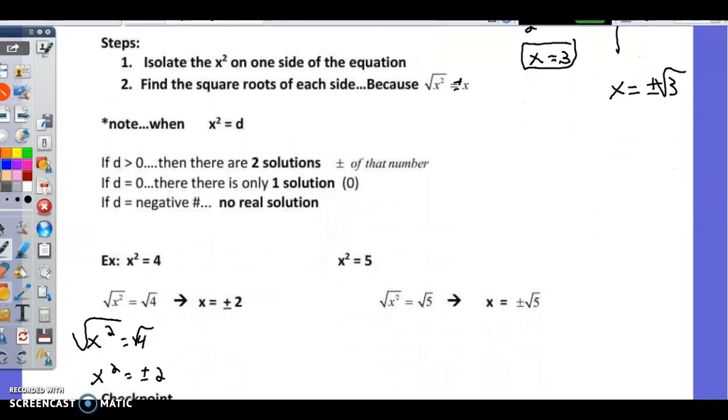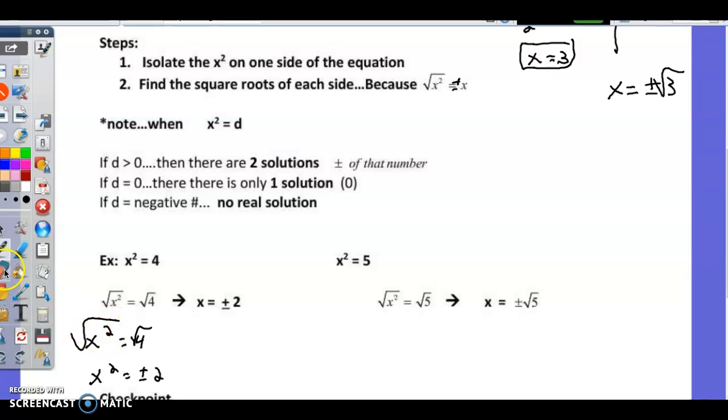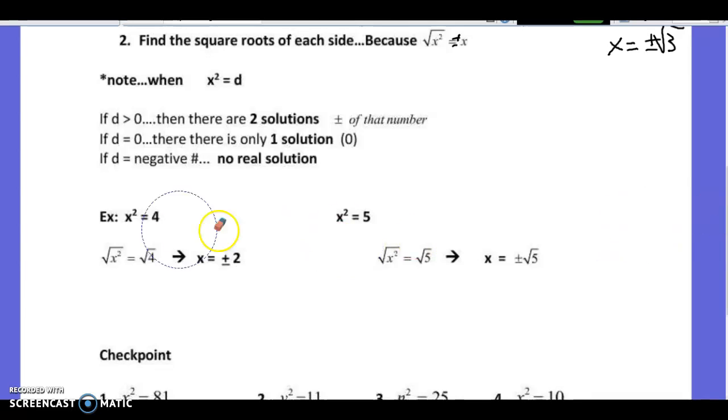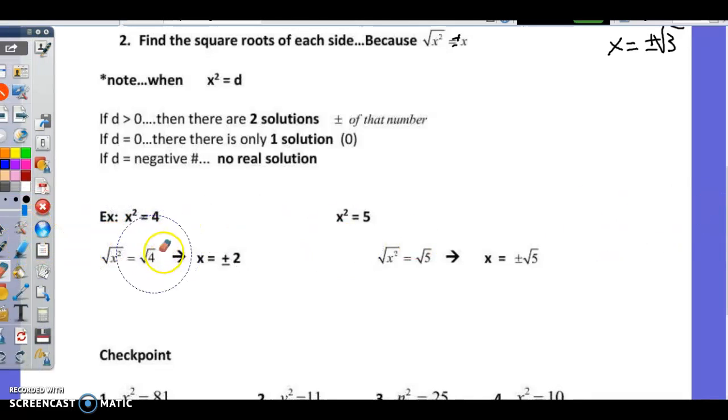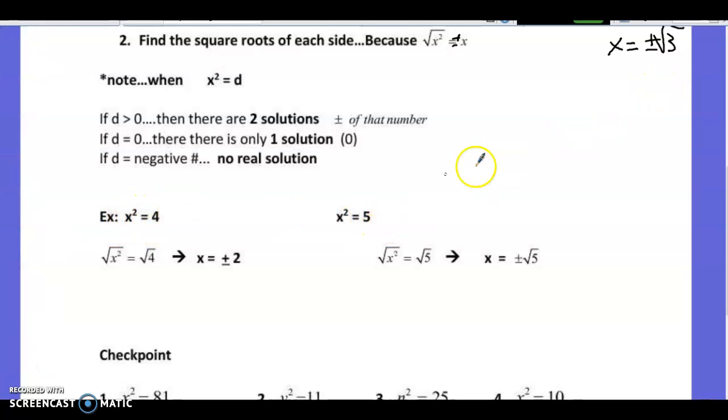All right, so here's a couple examples to apply this. You can see that these already have the x squared already isolated by themselves. We didn't have to do any of the work like before. So if I just say, hey, if x squared equals 4, what could x equal?